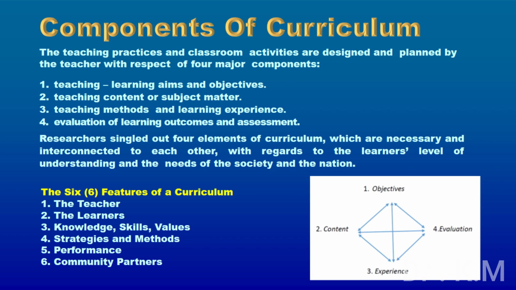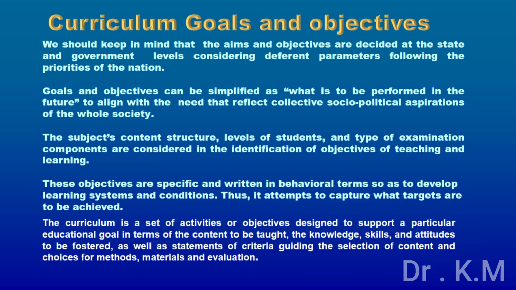The 6 features of a curriculum. 1. The teacher. 2. The learners. 3. Knowledge, skills, values. 4. Strategies and methods. 5. Performance. 6. Community partners. We should keep in mind that the aims and objectives are decided at the state and government levels considering different parameters following the priorities of the nation.